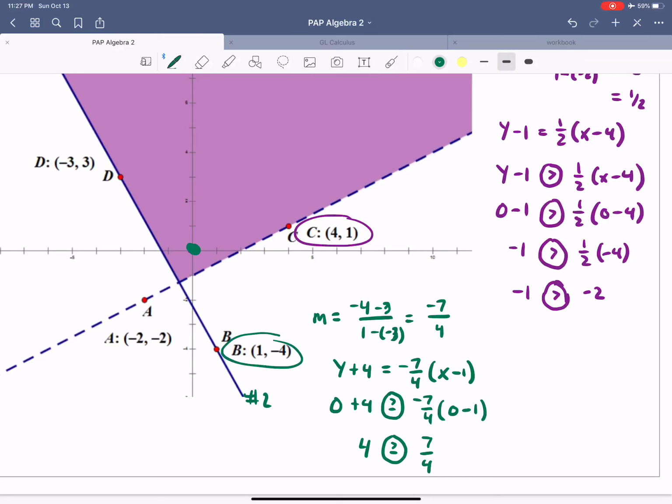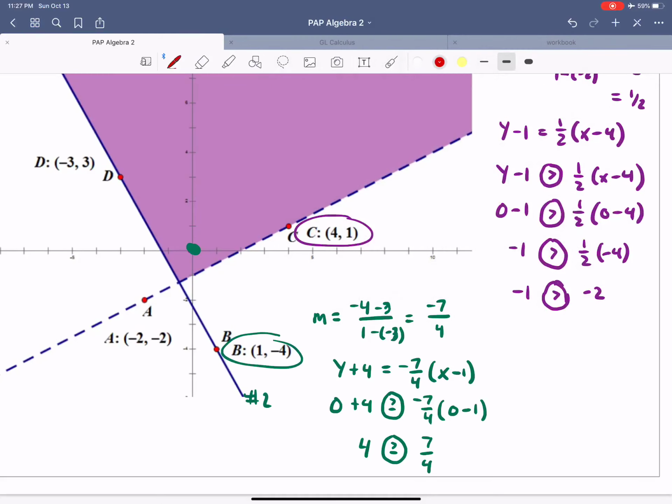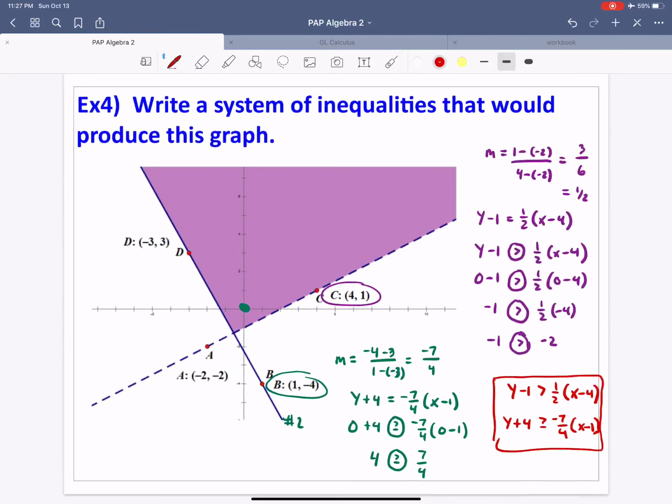So if we put this system together, our two inequalities, I'll change colors to make it look nice and neat. Our first one was y minus 1 is greater than 1/2 times x minus 4. And the second one is y plus 4 is greater than or equal to negative 7/4 times x minus 1. When we put that all together, that is our system of inequalities that would produce this graph.